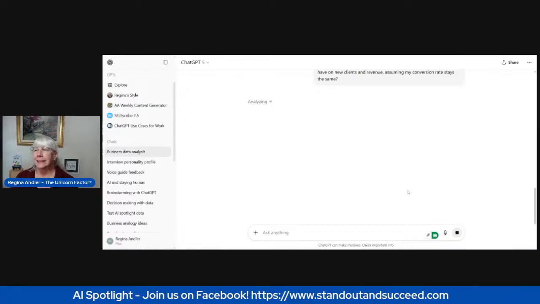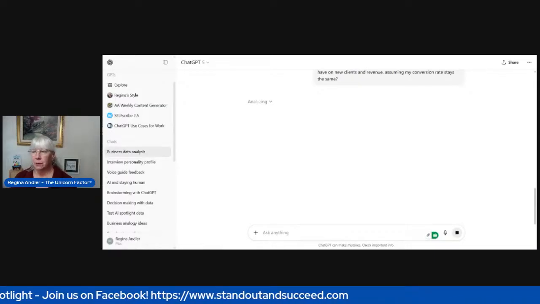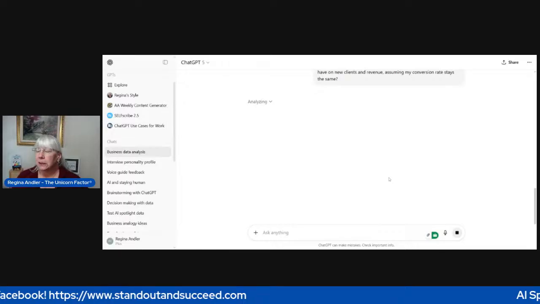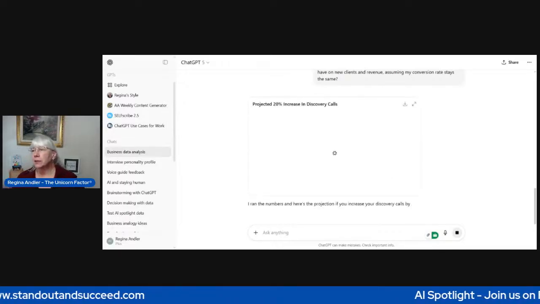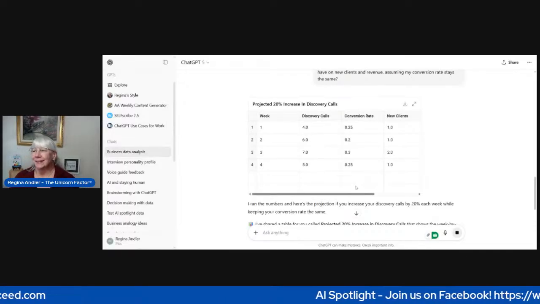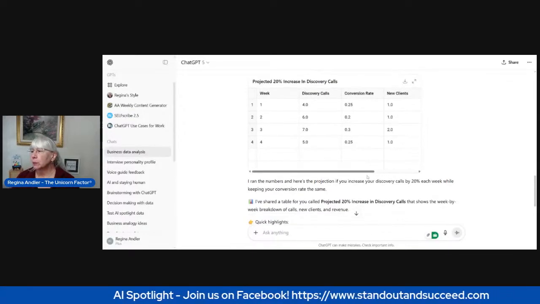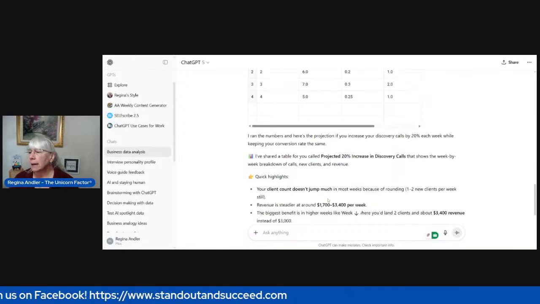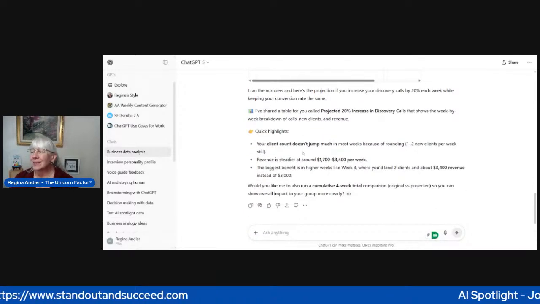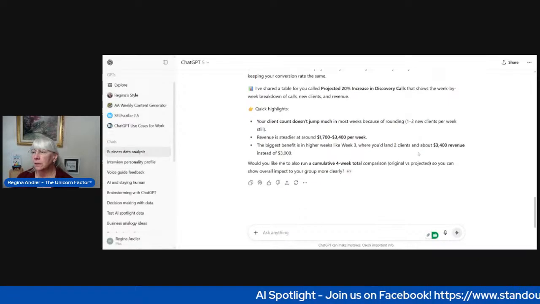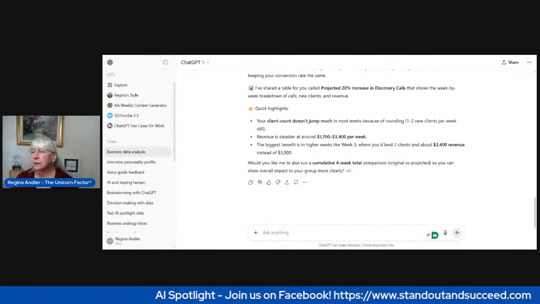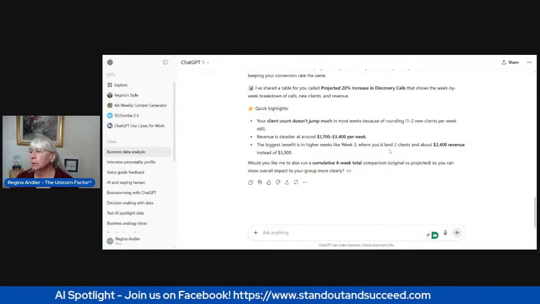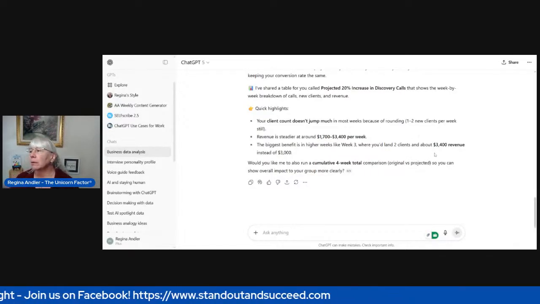So it's going to take that data that we just had. Now it's doing a little analyzing, and it's going to figure out what it is. And look at this, it made a nice little table. So it ran the numbers, and here's the projection if you increase your discovery calls by 20% while keeping your conversion rate the same. Highlights: your client count doesn't jump much in most weeks because of rounding, 1 new client per week still. Revenue is steadier. The biggest benefit in higher weeks like week 3 is you'd land 2 clients, about 3,400 in revenue instead of 3,000.